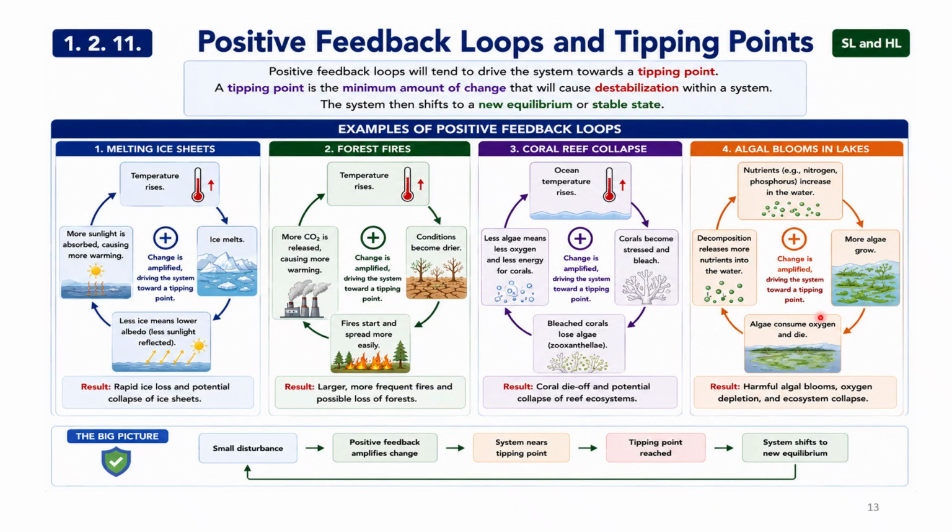The overall pattern is the same in every example. A small disturbance is amplified by positive feedback, the system approaches a tipping point, and once that threshold is crossed, it shifts to a new equilibrium that may be difficult or impossible to reverse. Understanding these feedbacks is essential for predicting environmental change and developing effective conservation and climate management strategies.